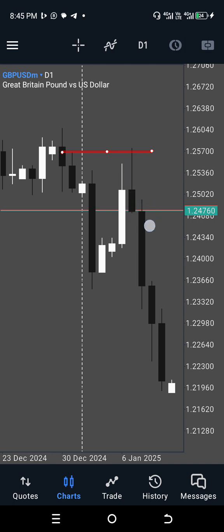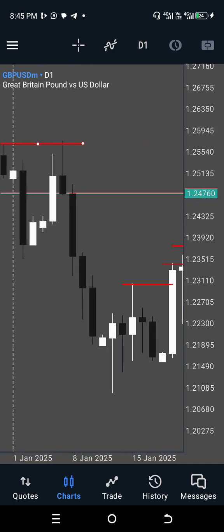So you should know that price will be bearish. Can you see? It's now on a sell down. All right. Hope you understand resistance level.